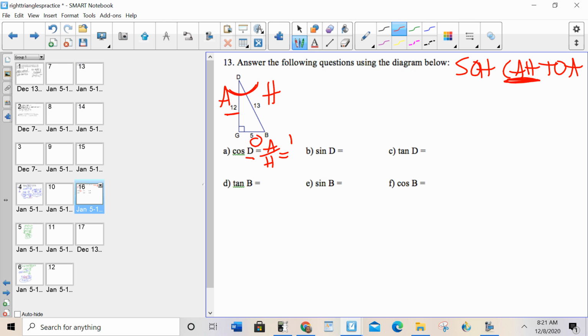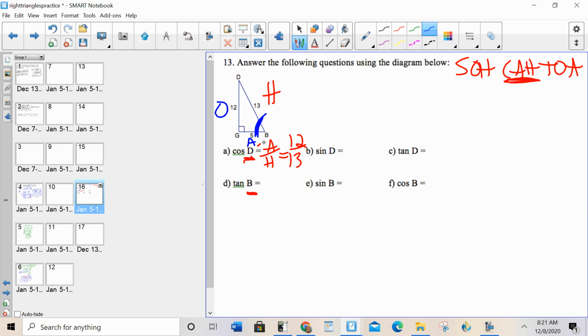A is 12. H is 13. And I'm done. I don't need to do cross multiplication. I don't need to do inverse if it's just asking me for sine, cosine, or tangent. So that's how you would do this last set. Remember, when I switch over from angle D to angle B, the A and the O are going to switch. Now, this would be the A, and this would be the O if we're at angle B. H never changes, but your A and your O do change depending on which angle you're working with.